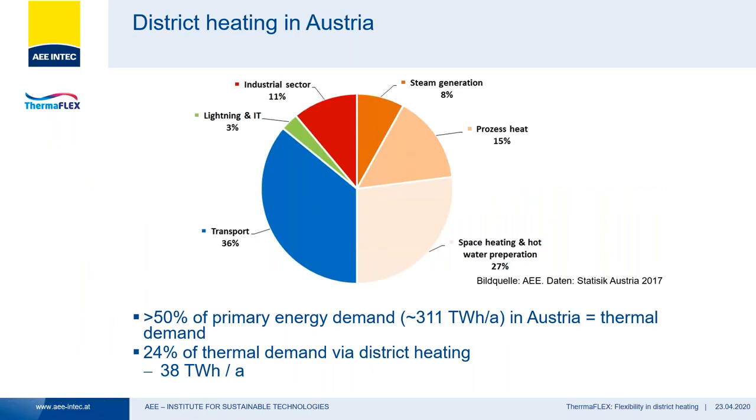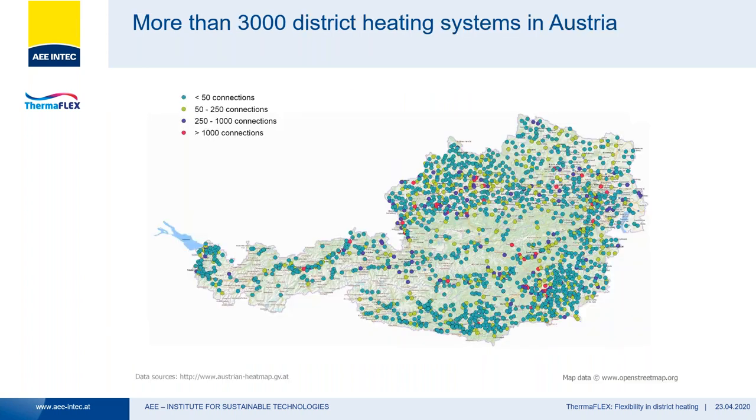So adding a bit of background here on the Austrian situation in terms of energy demand, what you can see is a split up between the different fractions where in Austria energy is used. And what you can see on the right-hand side of that pie chart is the thermal demand that we have, and it's about 50% of our current primary energy demand. And of that thermal demand, 24% are currently provided via district heating, so mainly for spatial heating, but also partially for process heat.